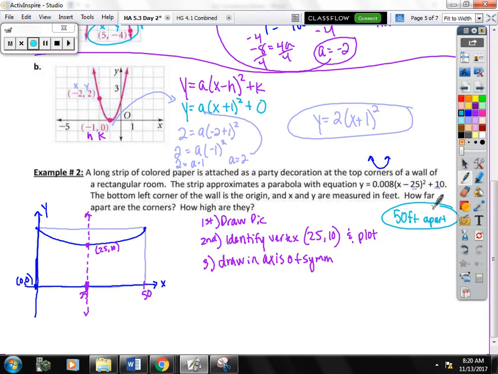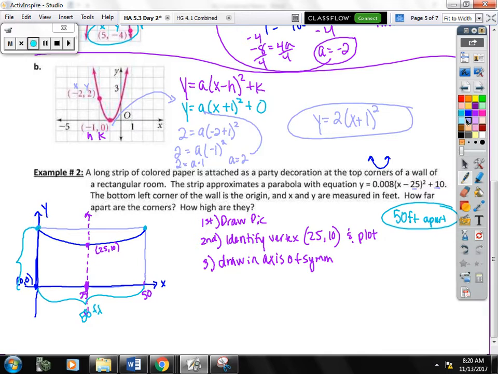Second question asks us how high are the corners. So we already found out that they are 50 feet apart. Now we're looking at how high up they are. So we need to find one of these 2 points. What's this point called in terms of the parabola and where it's intersecting? Hannah? That's our y-intercept. Perfect.